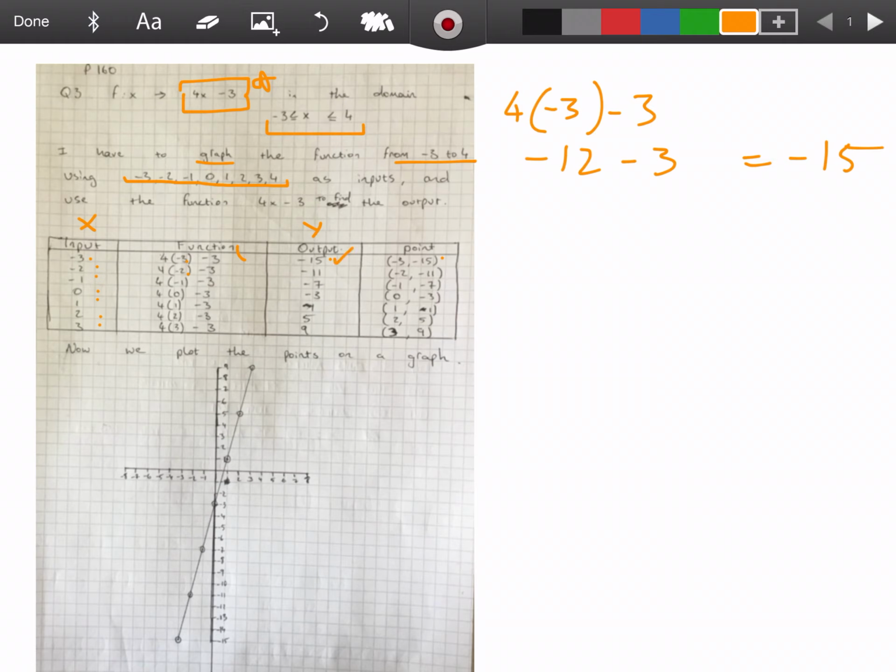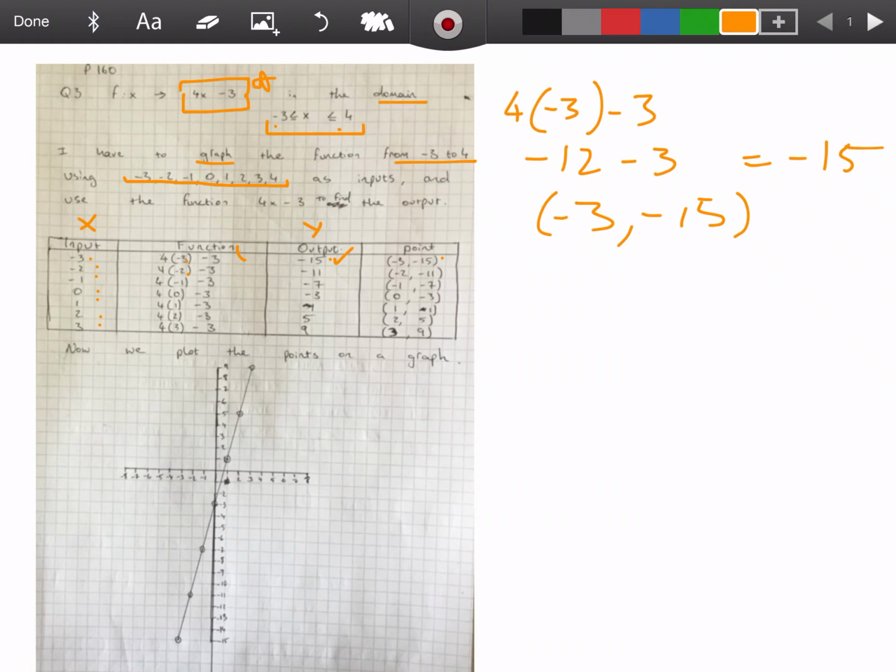So that gives me my output. And then I have my point. My point is minus 3 as the input, minus 15 as the output. And then I do that for all of the range, or the domain, all of the points in the domain. So minus 3 up to 4. And then I can just plot the points.